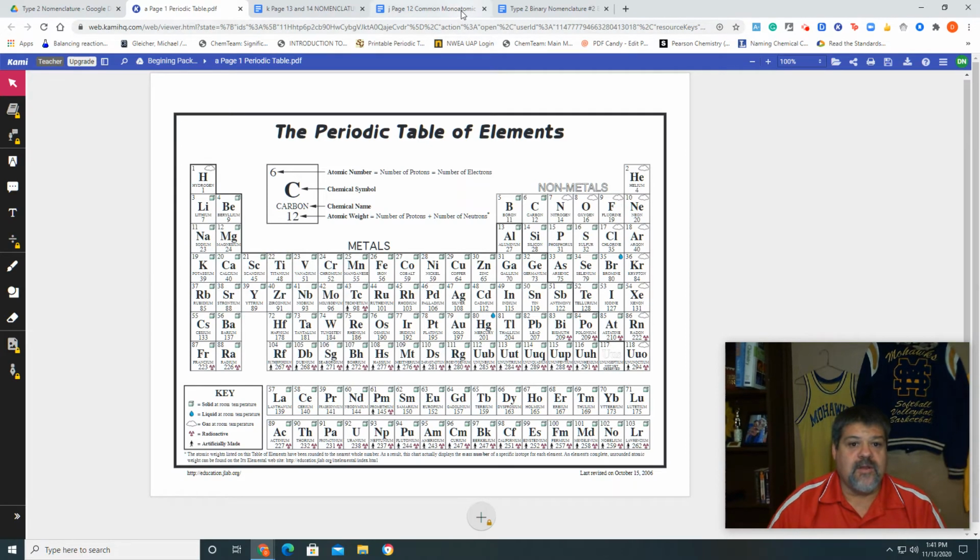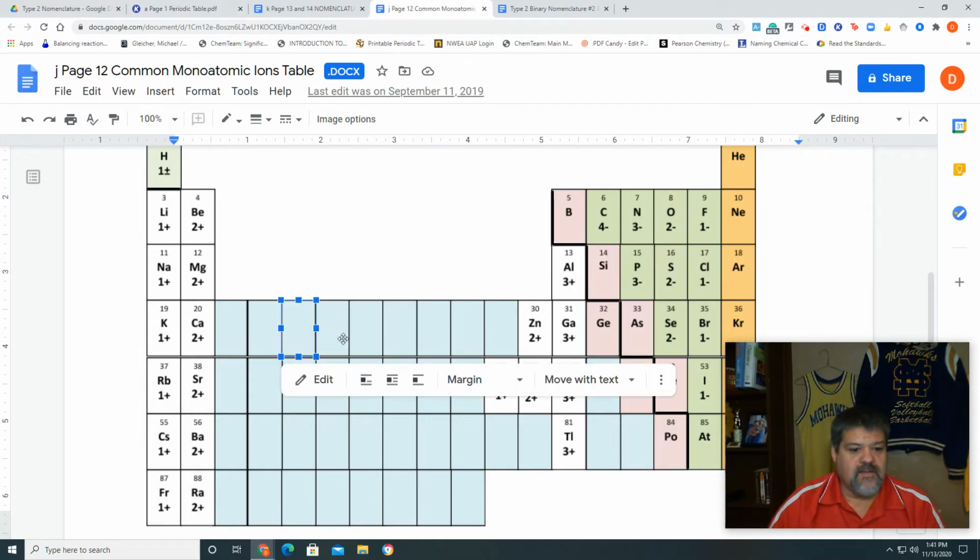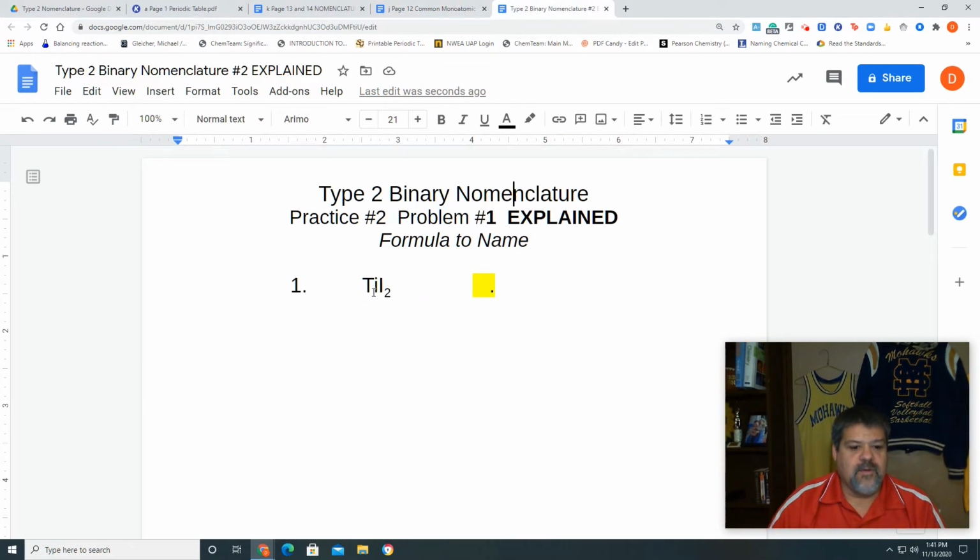A better way that we can look at it is on page 13, where we know it's right here. It's in one of these right here. So we know that it is type 2. It is in the blue. So we are going to move on with that. So we know that that's going to be titanium. We don't know what the charge is.